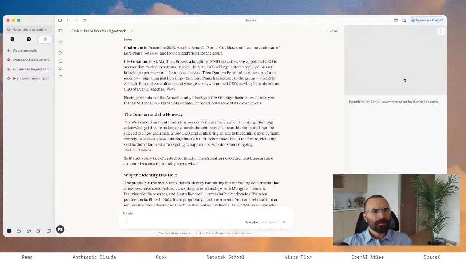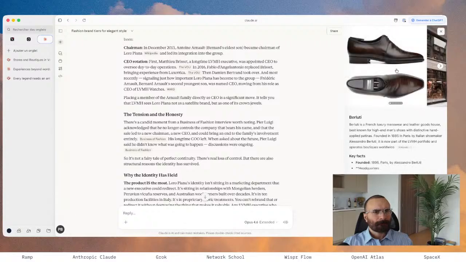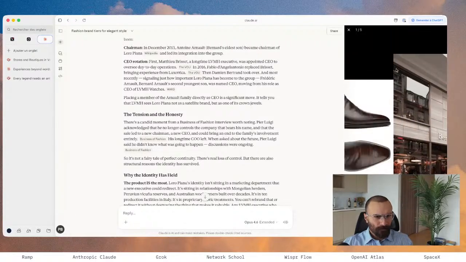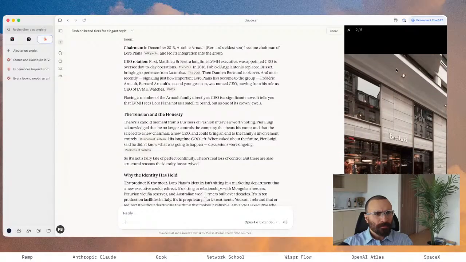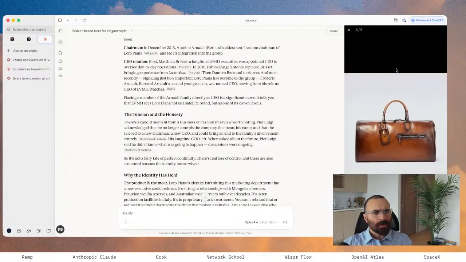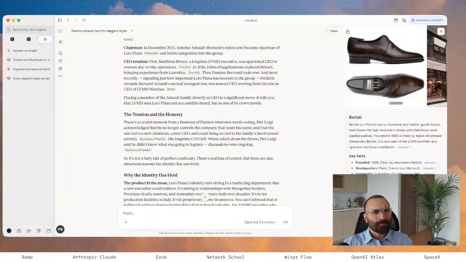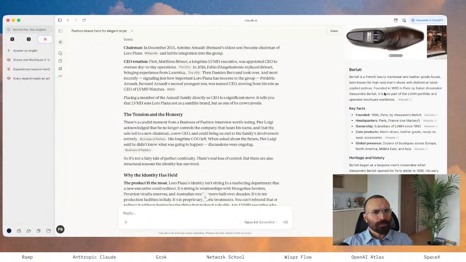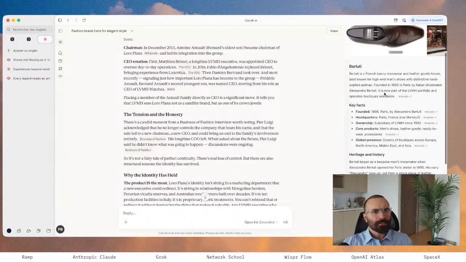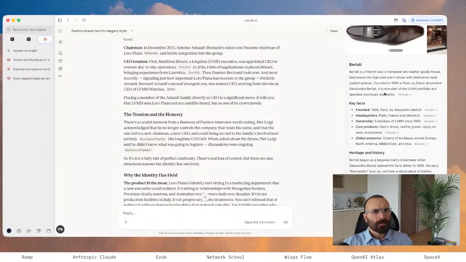Berluti. Menswear, leather goods. Wow. Beautiful. A French luxury menswear and leather goods house, best known for high-end men's shoes with distinctive hand-applied patinas. Founded in Paris by Italian shoemaker Alessandro Berluti.